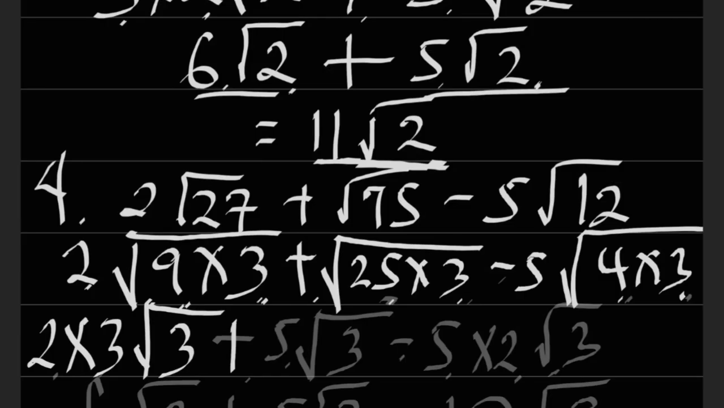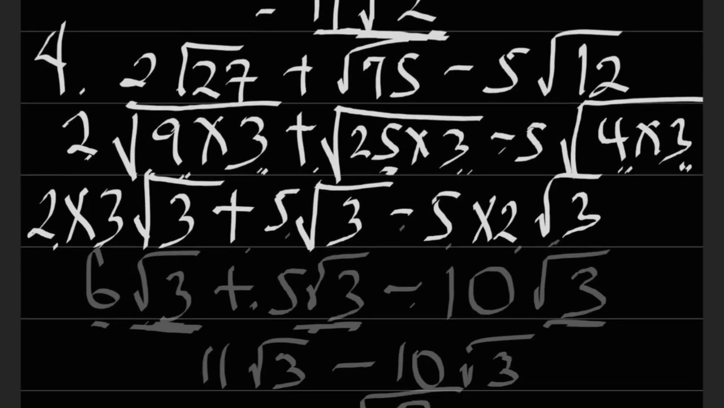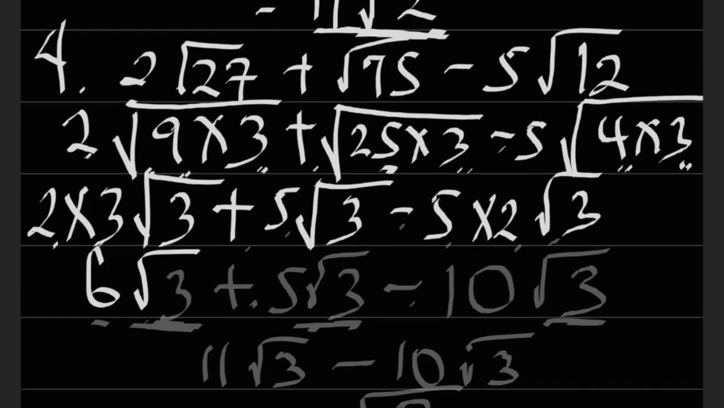Bring down this plus sign. Square root of 25 will give us 5, and this 3 remains inside the roots, and this is our minus 5. Square root of 4 will give us 2. That's gone out of the root, and then this 3 remains inside the root. Let's move on. 2 times 3 is 6 root 3.